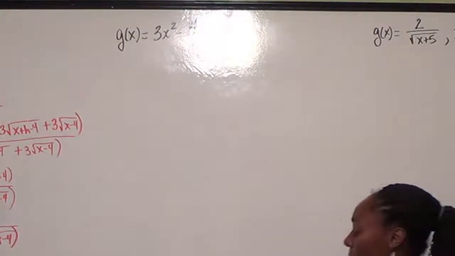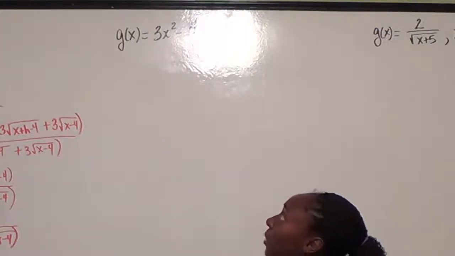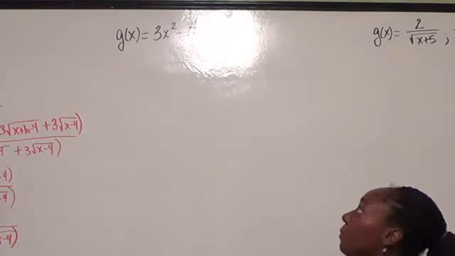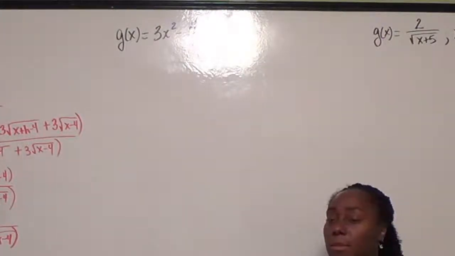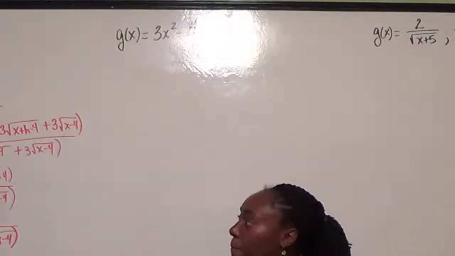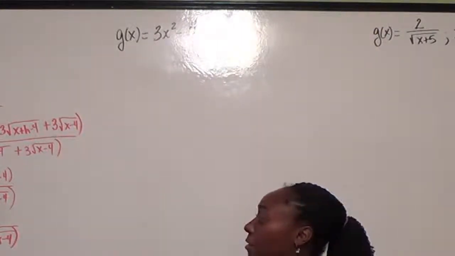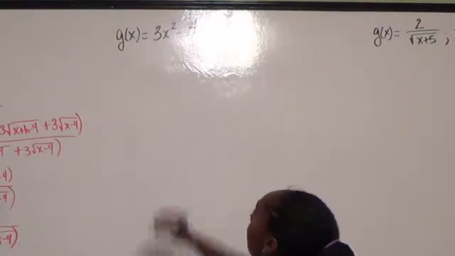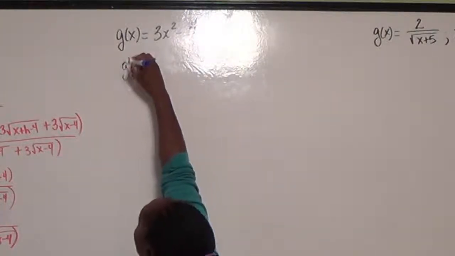We're going to take this function, so g of x equaling 3x squared minus 4 over x, and we want to find the slope at the point when x is 1. We start out the same way. So first thing I need to do is find my slope function. So here we're going to look at g prime of x.